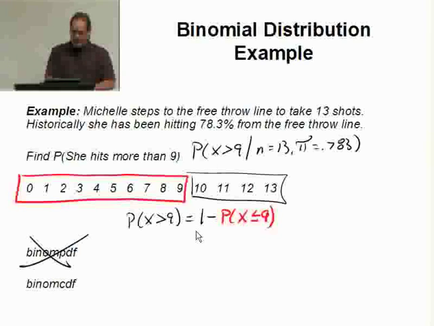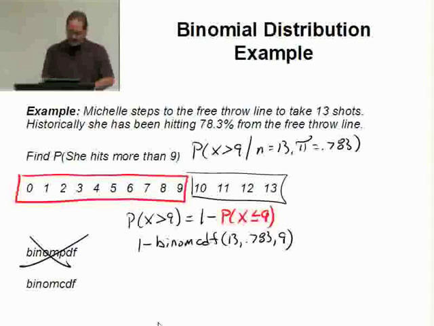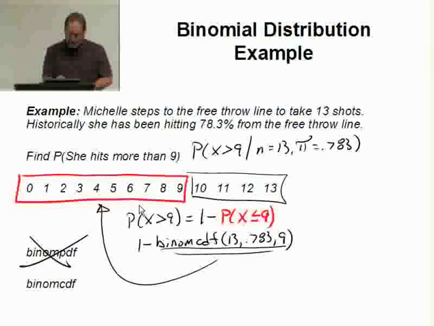See, that's why this picture is so important. Remember, CDF starts at 0. You tell it where to stop, and it's going to include that point. I'm going to stop at 9. That's where the piece ends. That's too big. Well, if I subtract this off, what am I left with? 10 through 13. So how can I do that in a calculator? I would literally just type in 1 minus binom CDF, 13, 0.783, 9. This piece right here will give me that red piece, and it's subtracted off. All right, let's take a look at the calculator and do that.